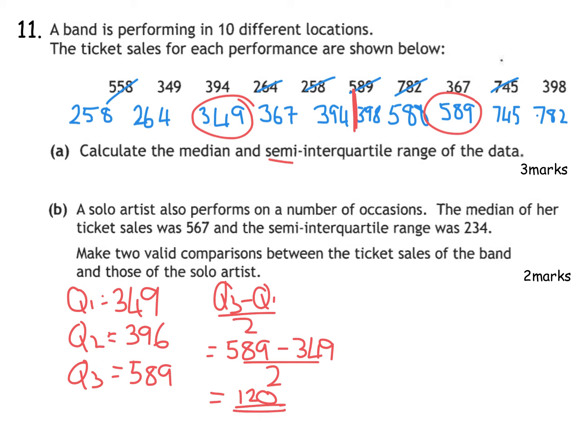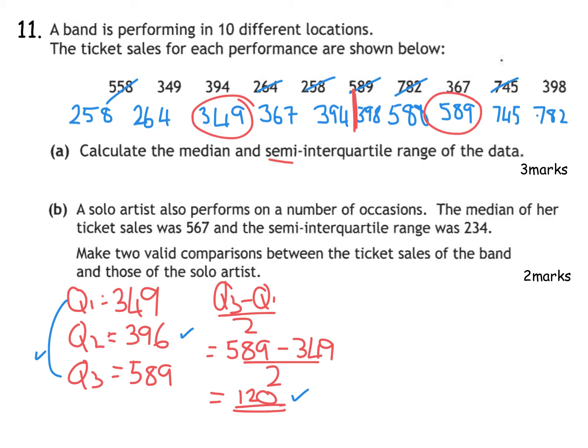That's worth 3 marks. So on this one, you get a mark for your median and a mark for both your quartiles. So they kind of share a mark, and then there's a mark for semi-interquartile range. Then we've got part B. Now part B is very similar to your statement in a standard deviation question. The bigger the semi-interquartile range, the more spread out the numbers are. Same with standard deviation.